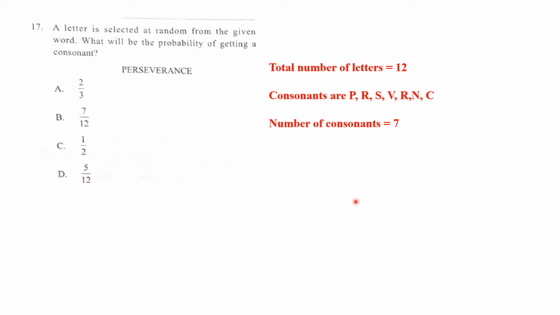To find the probability, the formula is favorable outcomes divided by total outcomes, right? Here my favorable outcomes are 7, and total outcomes are 12. So the probability will be 7 by 12 and the correct option is option B.